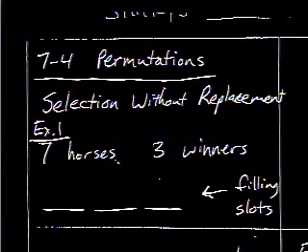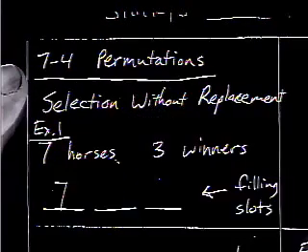Okay. 7.4 permutations. A permutation is a selection without replacement. That's the basic definition of what it is. So example 1 talks about 7 horses running a race. You only have 3 winners. Win, place, and show are the names of the 3 places.